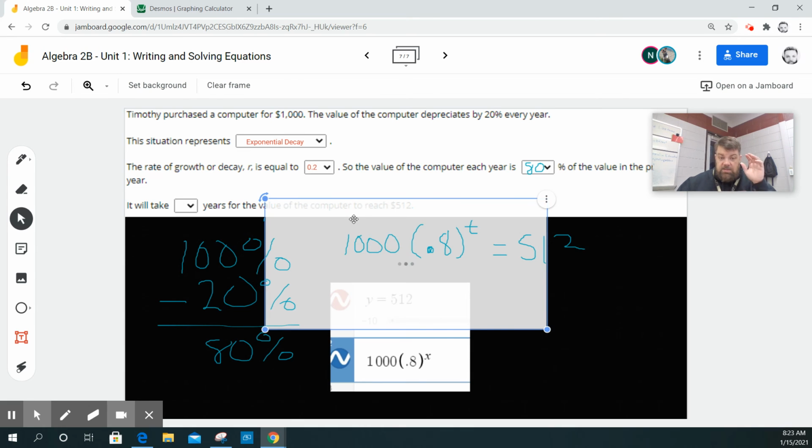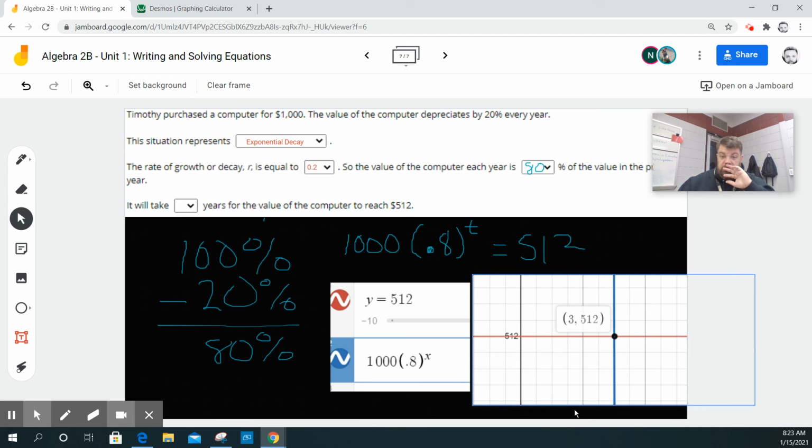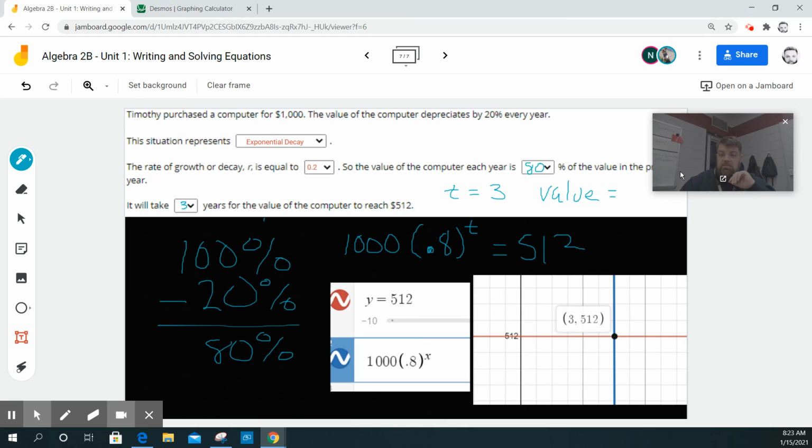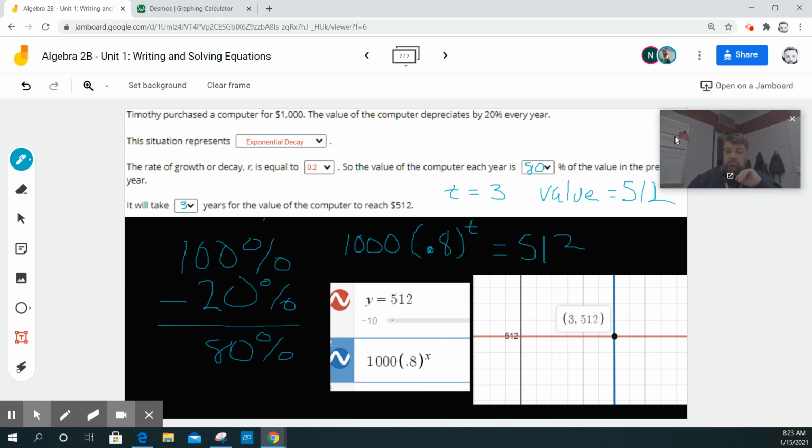And so they intersect right here. So what this is saying, where these two graphs intersect, it's saying that it's going to take 3 years, right? Because when t equals 3, right, the value of the computer is 512. Okay?